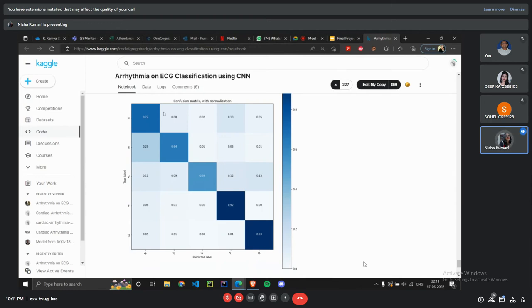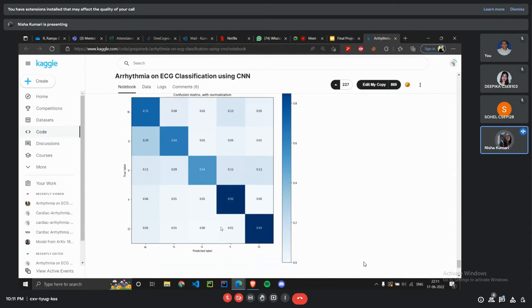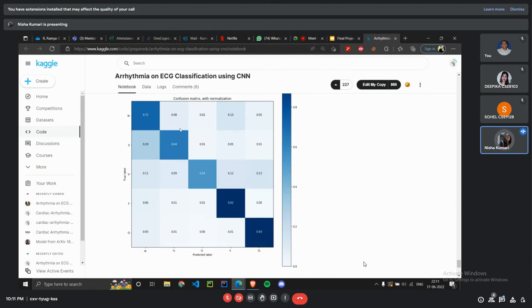I have already shown in my presentation that in the intersection of Q, where the Q's are intersecting, where the F's are intersecting, the tiles are actually darker than the rest of the tiles, which means that our model is going in the right direction, whatever it is predicting, it's accurate. That's the motive behind the confusion matrix. And I have already discussed that the S and V classes are relatively lighter than the others because we didn't have many examples for these two classes in our data set.